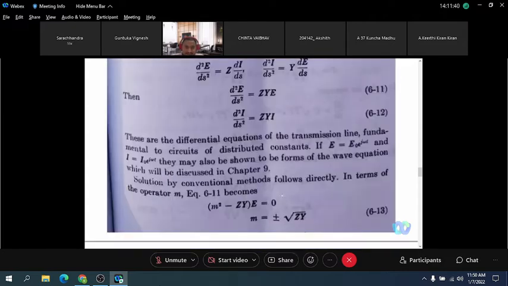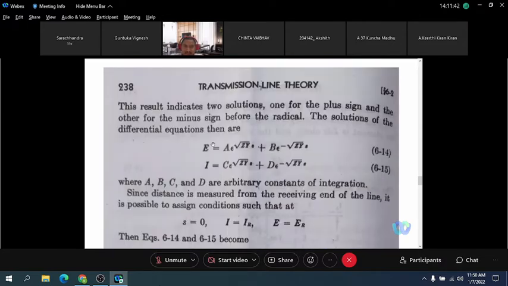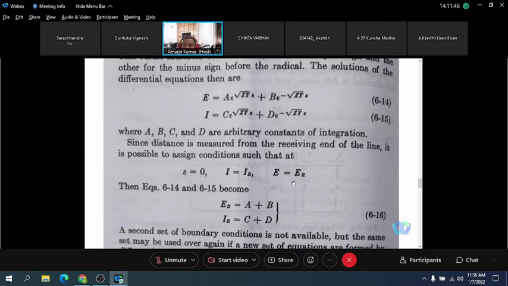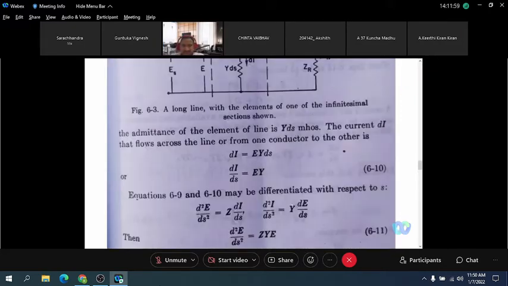So what I have done is correct or not? Yes. E, A, B I had taken, I also, C, D, everything is okay. So S is equal to 0, ER is equal to A plus B, IR is equal to C plus D, done. So next 2 other conditions, 2 other relations you want. How to get that?